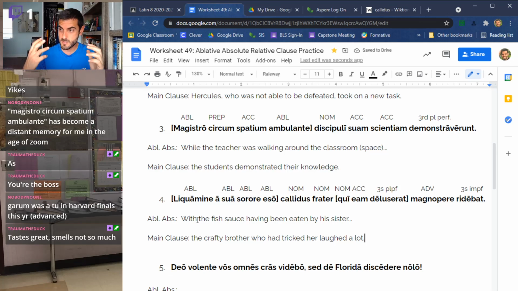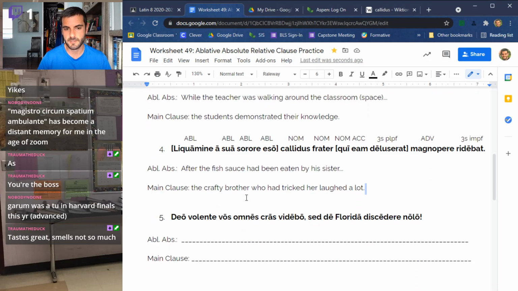So, in my mind, this is one of those classic, like, poured a bunch of fish sauce into her drink or something like that. That was the story that I made up in my own brain when I wrote this sentence. So, with the fish sauce having been eaten, maybe after the fish sauce had been eaten, since the fish sauce had been eaten. You could go a couple ways with this one. The tricky bro laughed a lot. That's my headcanon as to what happened.